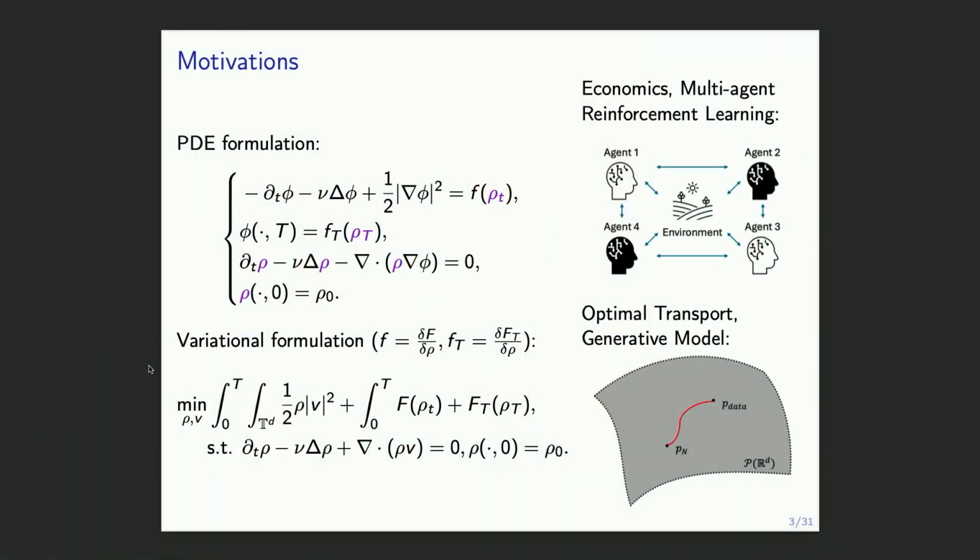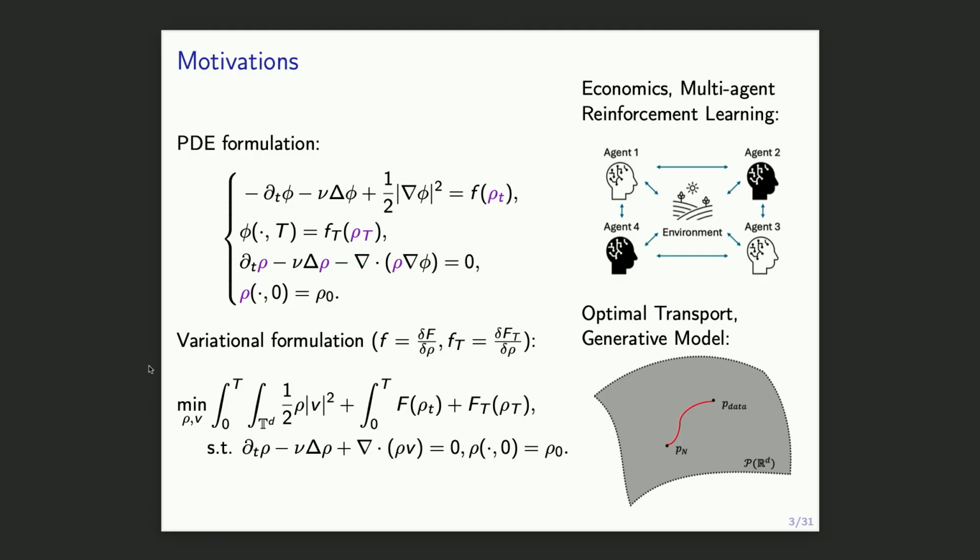Recently, because mean-field game finds connection with many machine learning models and applications, it's more and more popular. For example, it's naturally used to study multi-agent reinforcement learning, where you have many agents. They not only interact with the environment, but also interact with each other, and they are not cooperating in this control problem. And the variational formulation also finds natural connection to optimal transport and some generative models.